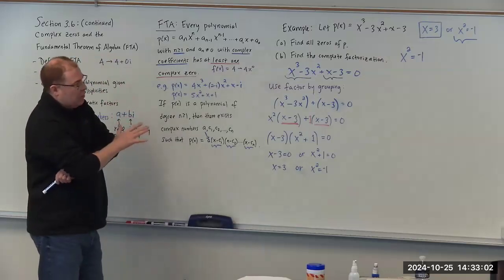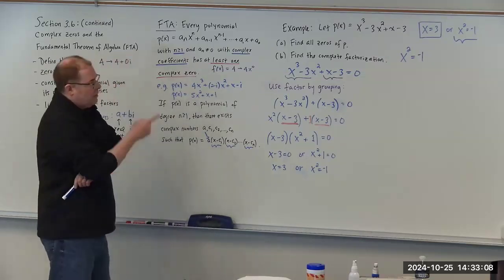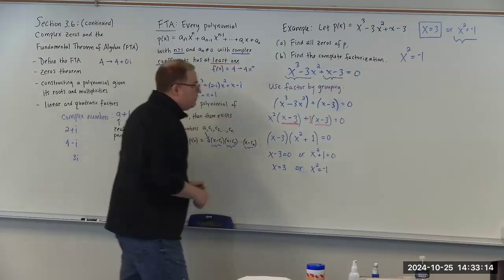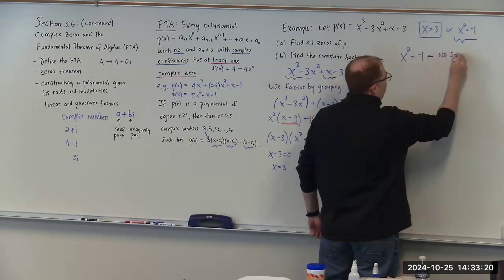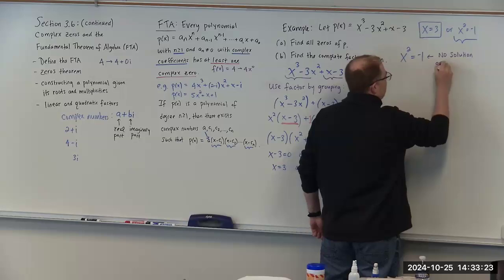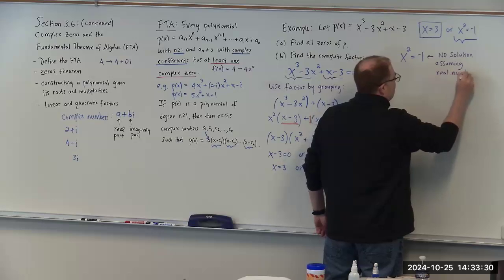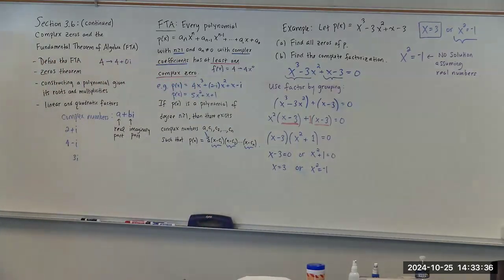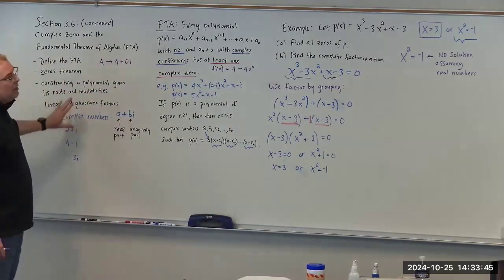You may think this is not solvable. In other words, can you think of a number such that when you square it, it will give us negative 1? Well, under the real numbers, there's no solution, assuming that we're working with just the real numbers. However, now we're going to throw in the complex numbers.